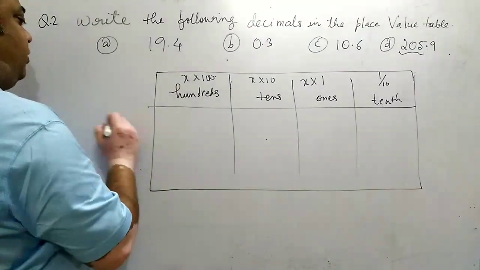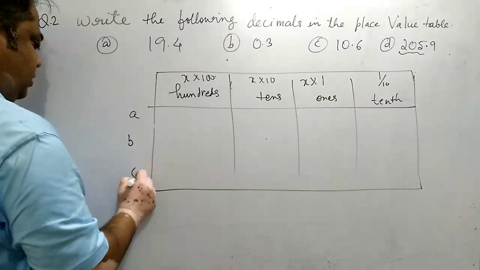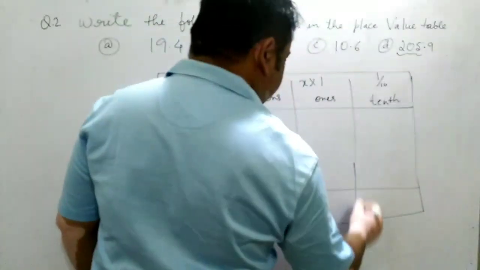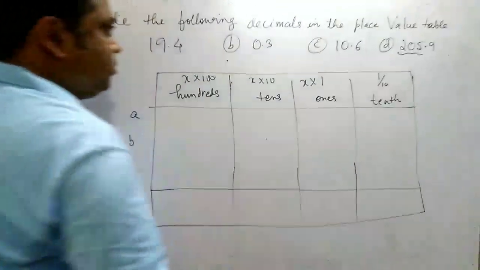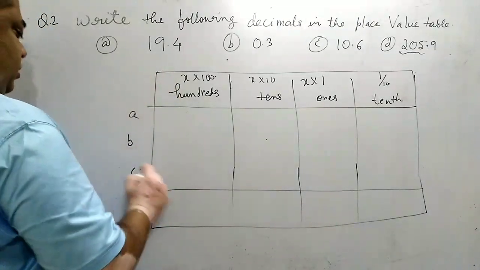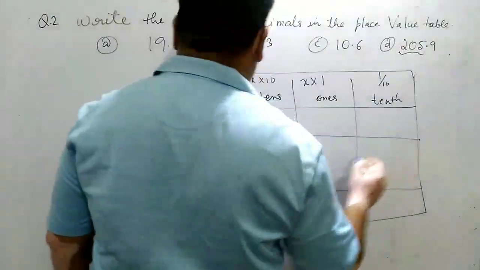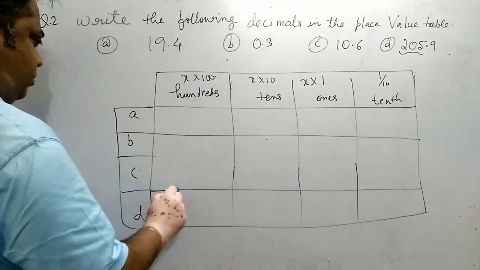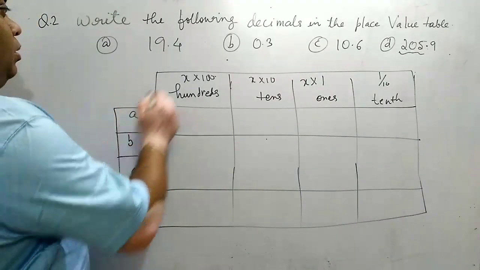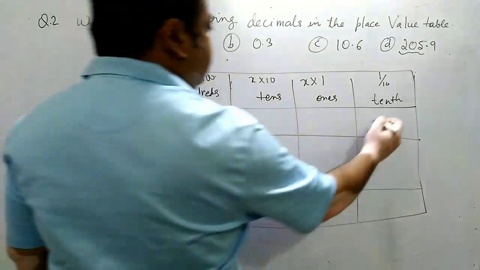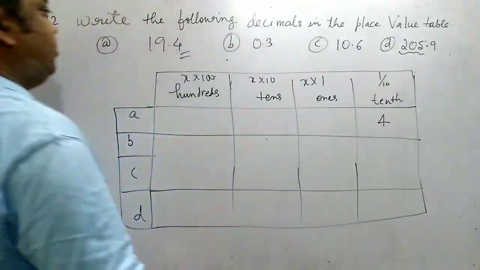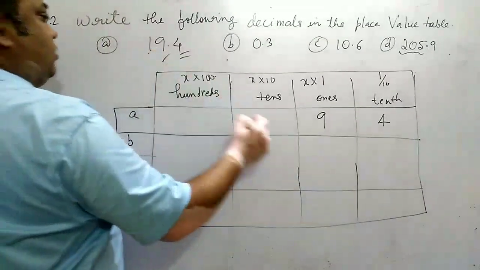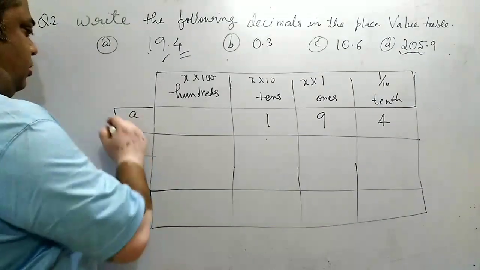How many questions are there? 4 questions. So A, B, C and D. Let us see question number 1 or A. In question number A, point 4 is in tenths place, so we'll write 4 here. In ones place 9 is there, so 9 will write, and in tens place 1 is there, so we'll write 1. So A is done.